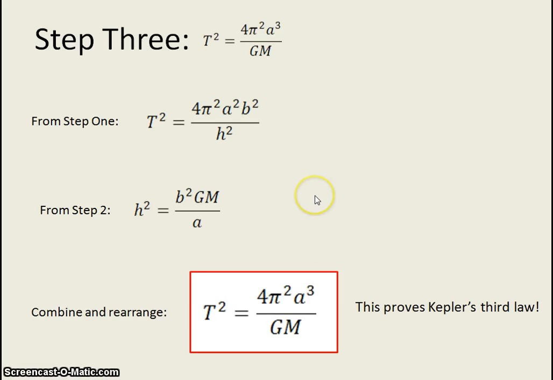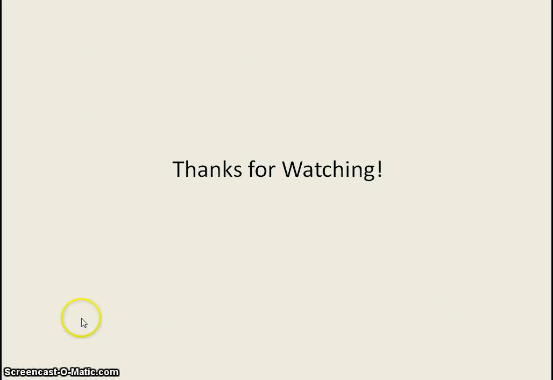Okay, step 3, the final step, is just to combine the first two steps. This is the equation we received from the first step. It's a bit modified, I squared it. And this is the equation received from the second step, also just a bit modified. And then when we plug them together into this equation, we find that T squared equals 4 pi squared a cubed over GM, which is Kepler's third law. So thanks for watching, and I hope it was informative.